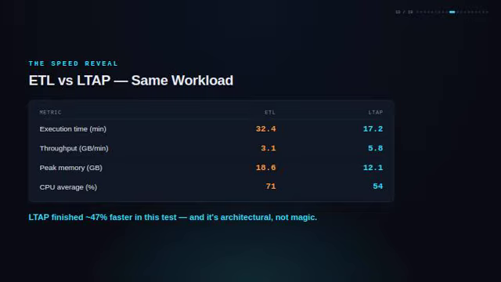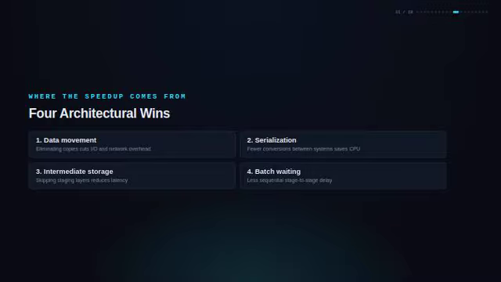But here's the part that matters. The speed improvement isn't magic, it's architectural. First, data movement. If you eliminate unnecessary copies, you're immediately reducing I/O and network overhead. Second, serialization. Moving data between systems often means converting it into an intermediate representation. That conversion costs CPU. Avoiding unnecessary conversions can reduce processing overhead.